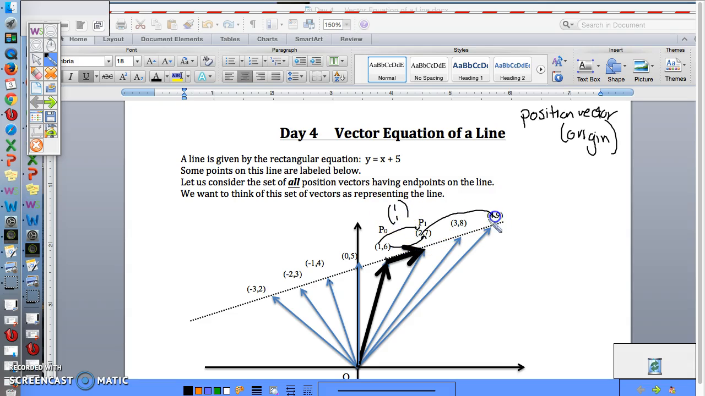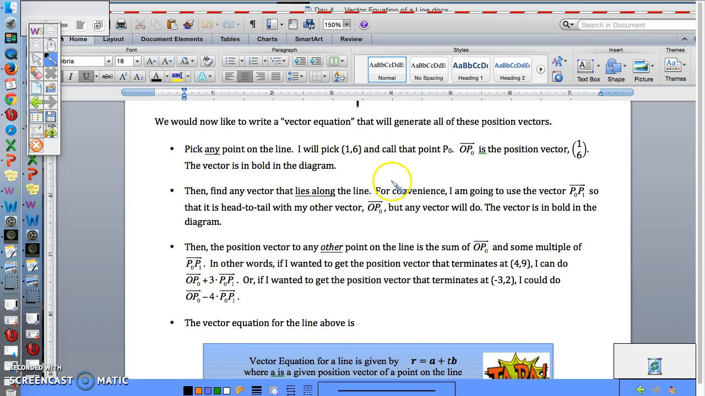Or how do we get from (2, 7) to (4, 9)? 2 to 4 is 2, 7 to 9 is 2. Those are parallel vectors because they're scalar multiples, so we could use any of those. That vector is (1, 1), and we're going to call that our directional vector, okay?